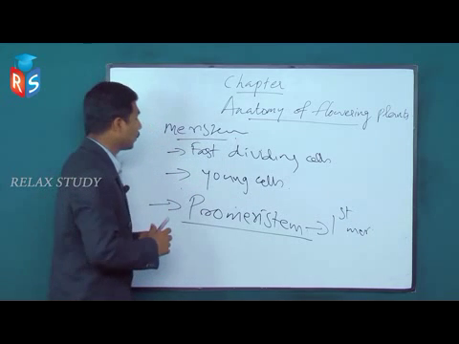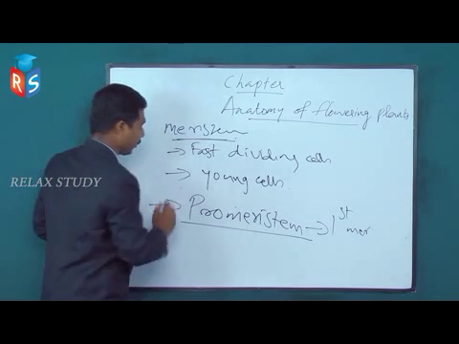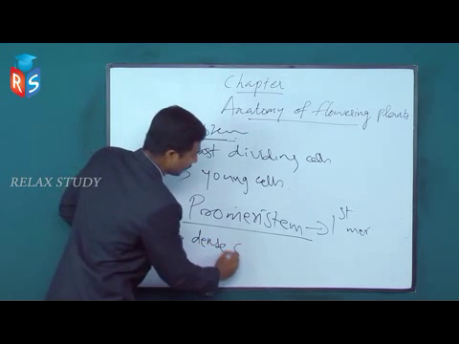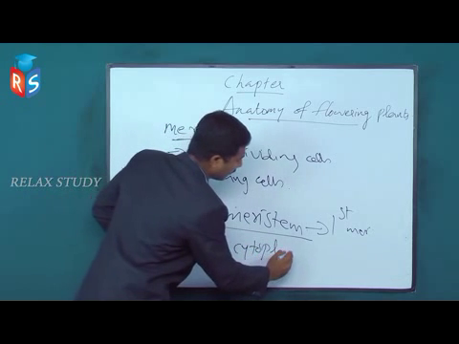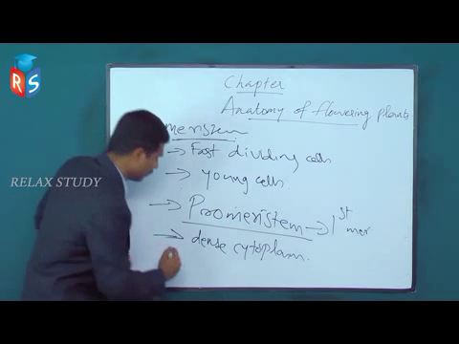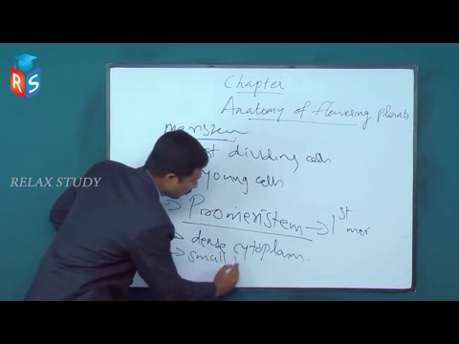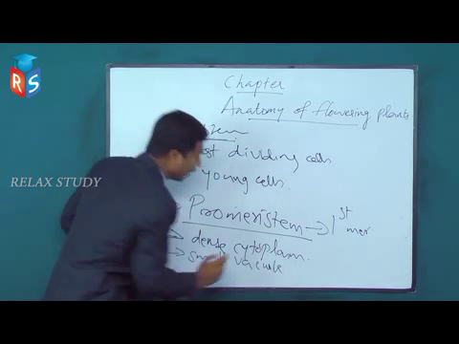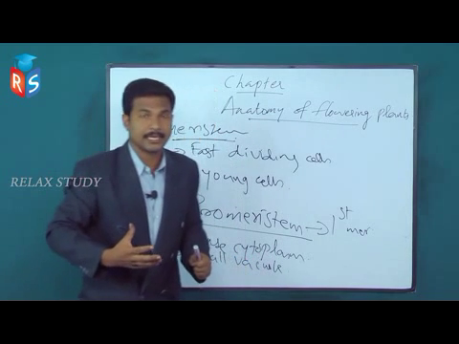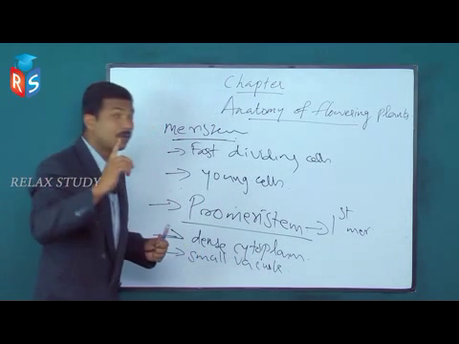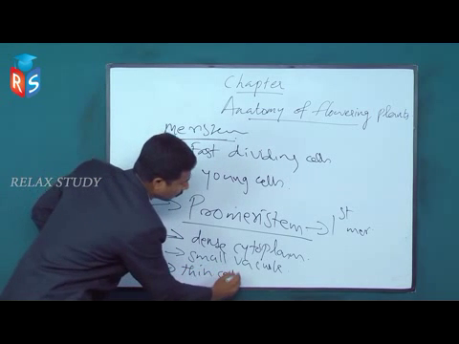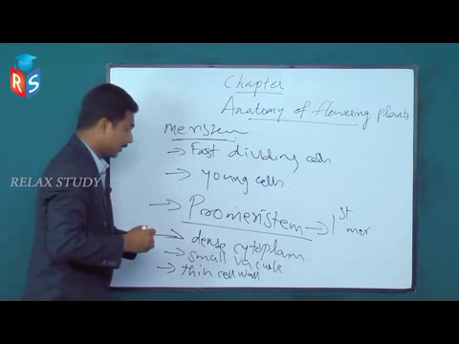Then this meristem divides to produce different plant parts such as the shoot part and root part. Other characteristics of the meristem include dense cytoplasm, small vacuole, and one active nucleus. Its cell wall is very thin. That is another character: thin cell wall.